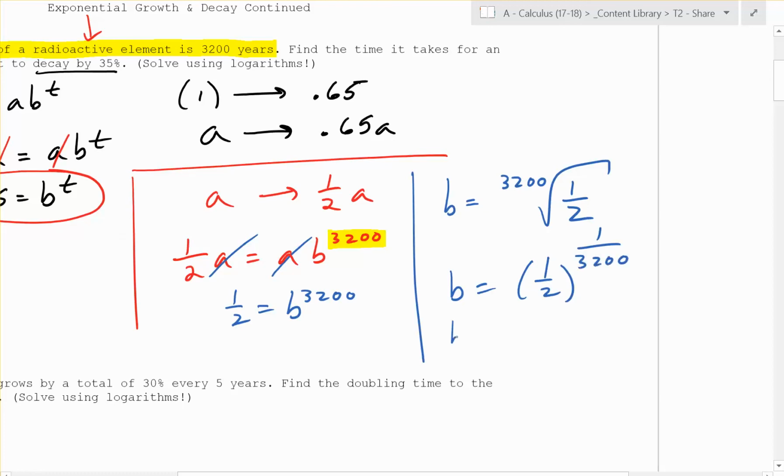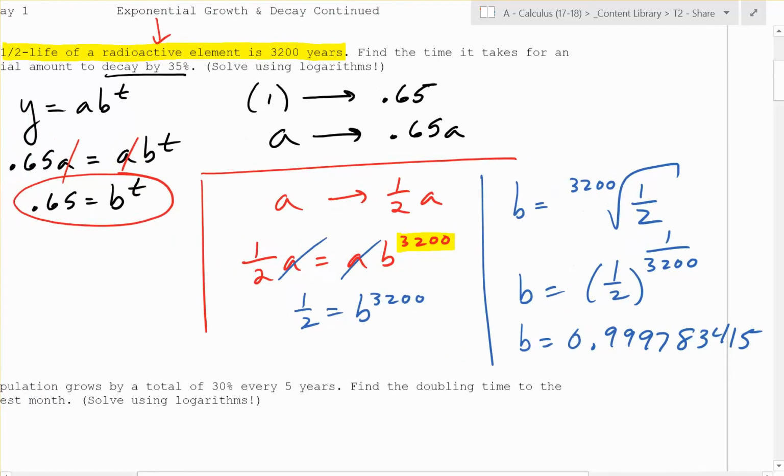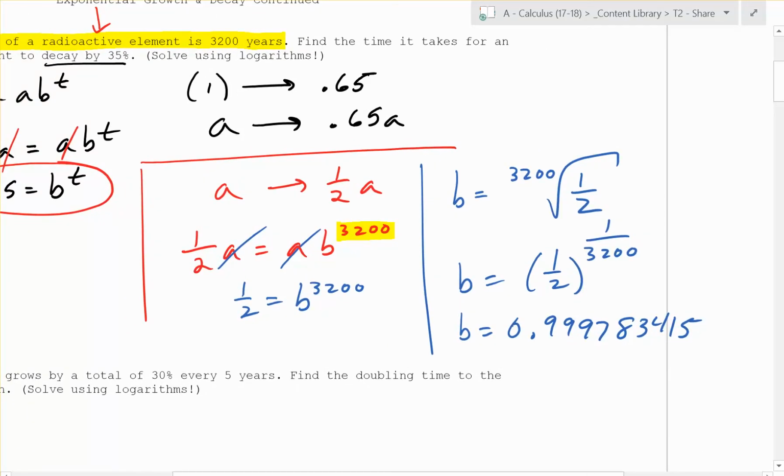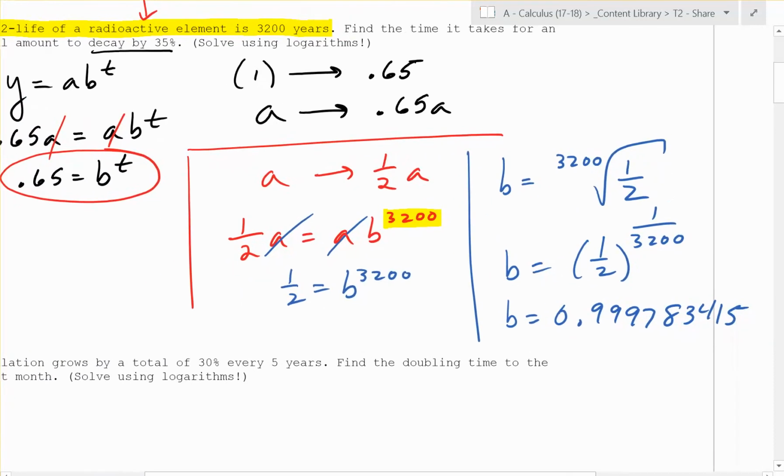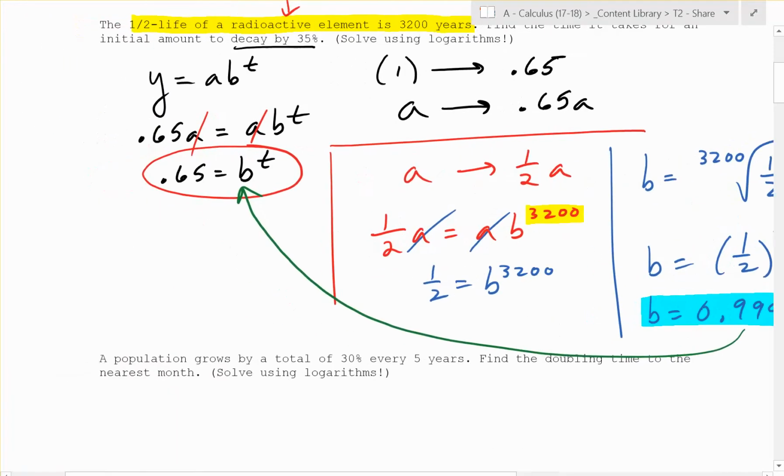So when you do that on your calculator, you'll get something like 0.999783415. And that should make sense because if it takes 3,200 years for something to decay, it's going to decay really slowly. So now we can take this value right here and plug it in where we need it. Remember, we needed that b.